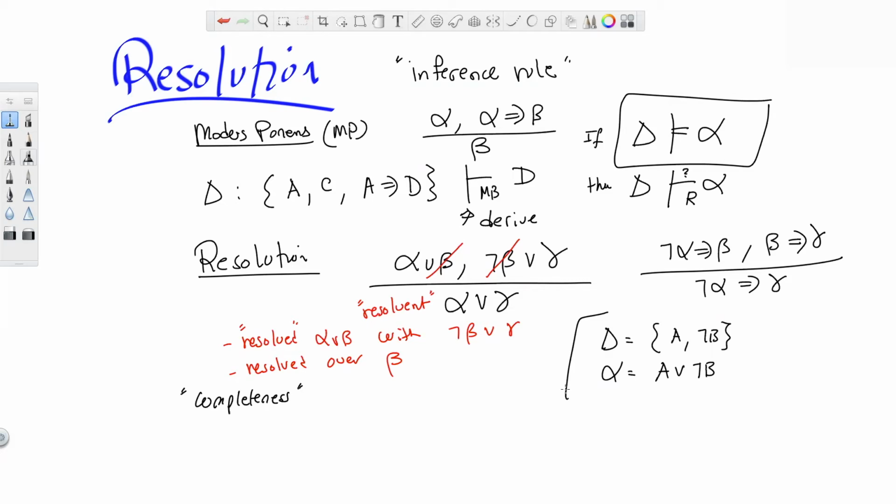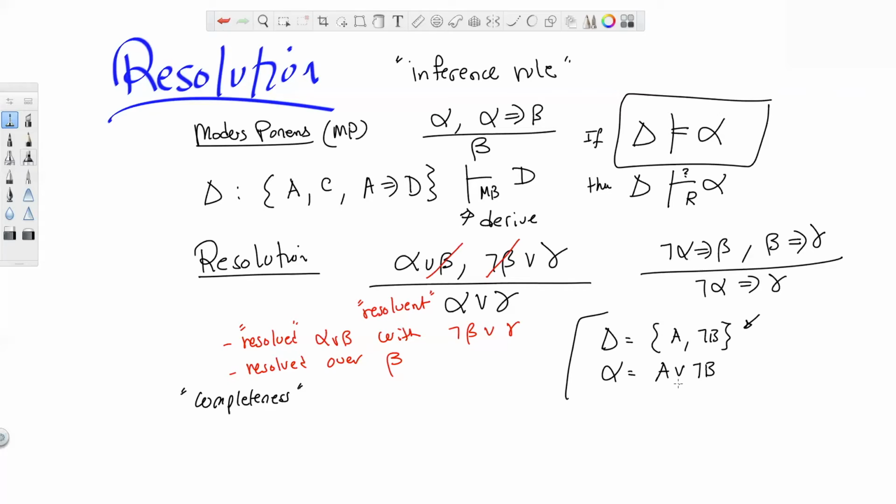But resolution cannot get you alpha in this case, right? Resolution will not trigger on delta. You cannot apply resolution to this to obtain that particular alpha. So in this case, this would be a counterexample that resolution is not complete.